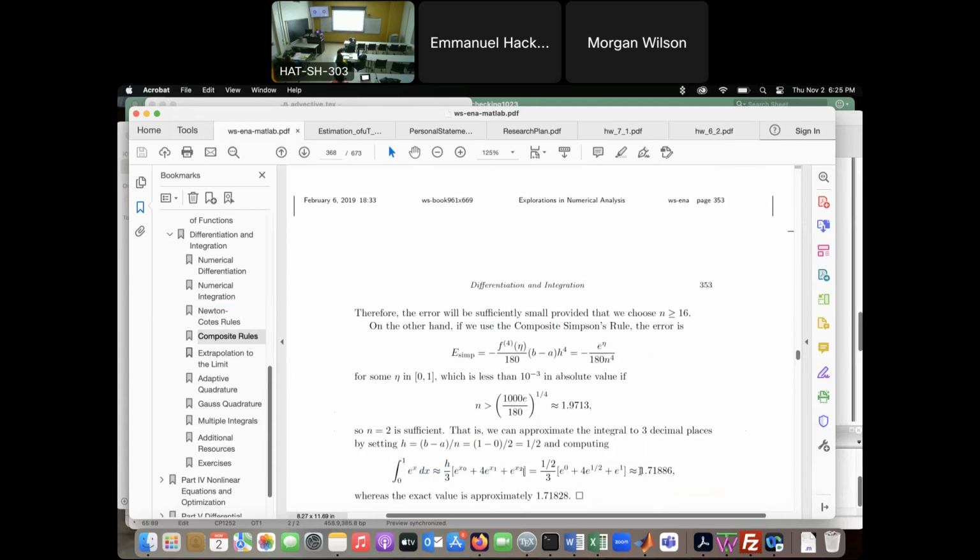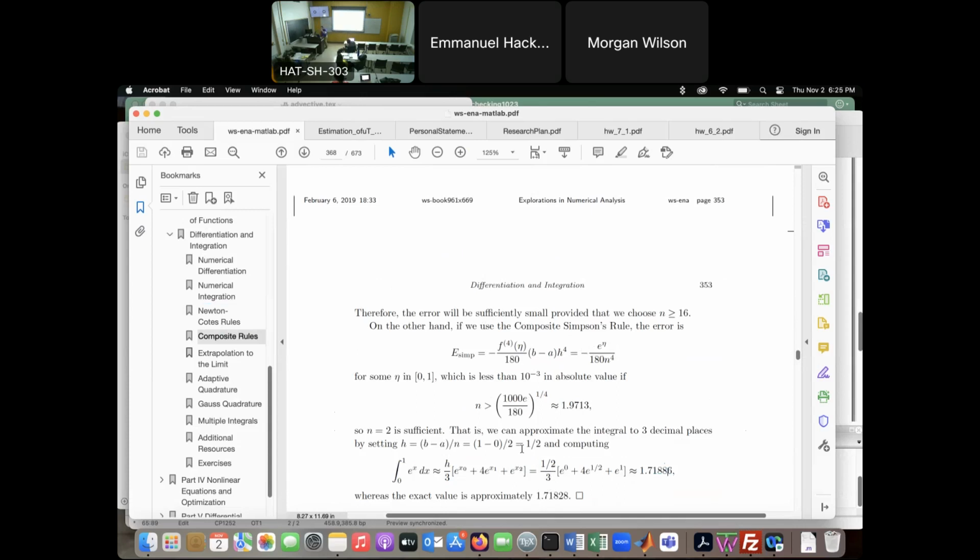And this is what I get, 1.71886. And the exact value to 5 decimal places is 1.71828. So the error is 0.00058. So the error really is less than 10 to the minus 3.